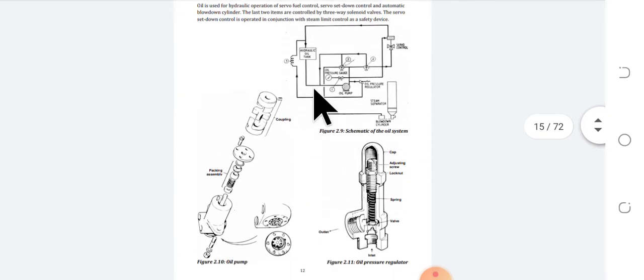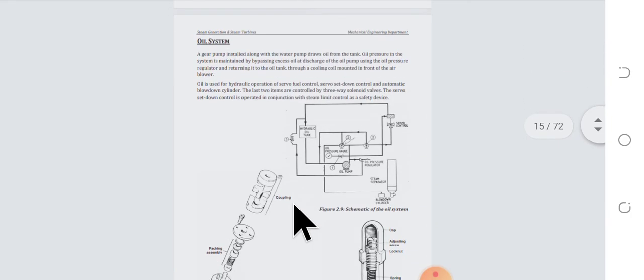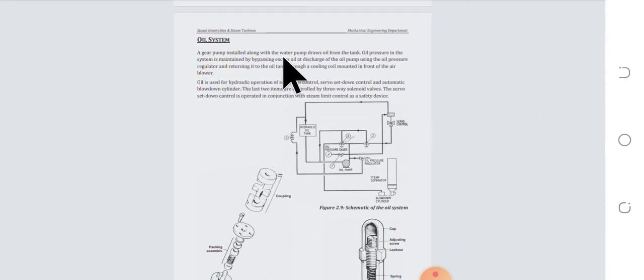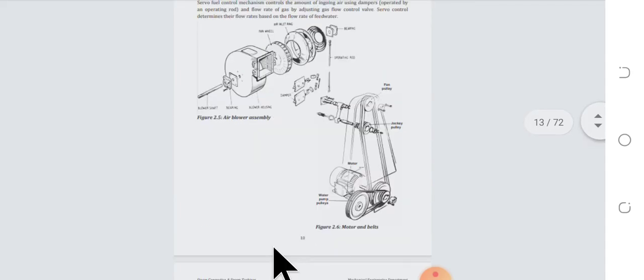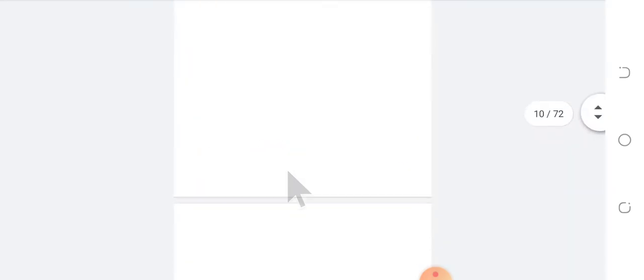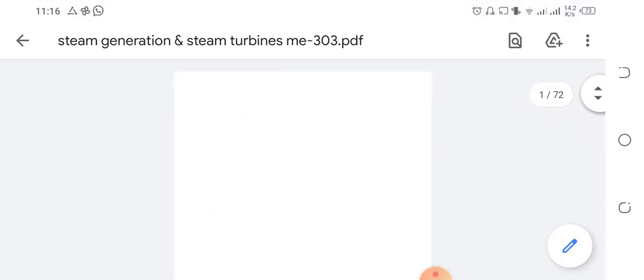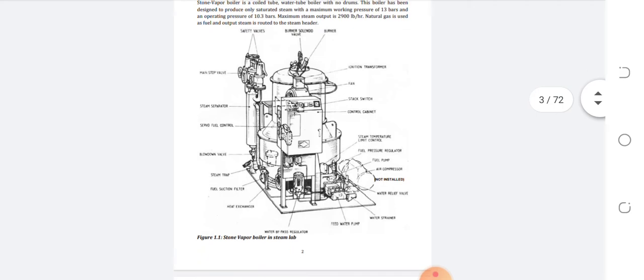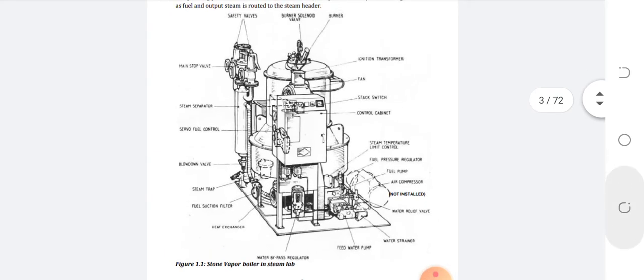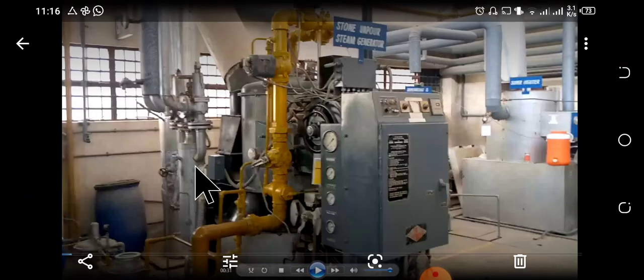Then we have a hydraulic pump. As I told you about the oiling system, the pump is installed along with the water pump and draws oil from the oil tank. The pressurizer system bypasses excess oil to the oil pump discharge, using the oil pressure regulator, returning it to the oil tank through the cooling coil mounted in front of the blower. So we also have a cooling mechanism for the oil. I already showed you the cooling mechanism of the oil, the channel inside the blower.